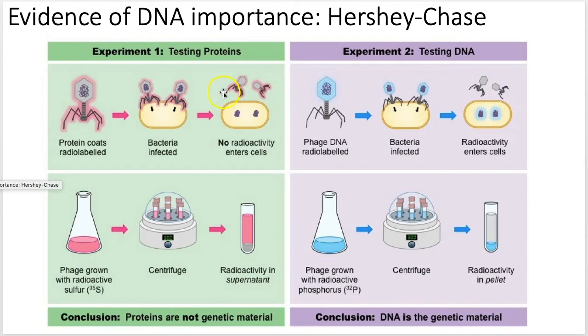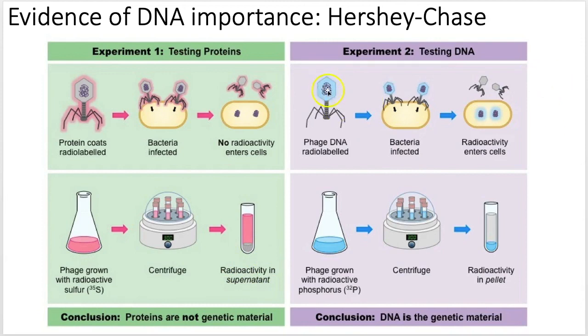And then they let it infect bacteria, and then they would grow the bacteria and then pellet it down. And so wherever that radiation is, well, we know that that's the genetic material, and the genetic material was not contained within the bacterial pellet. It was contained within the supernatant, which is where the phage was. Okay, so none of the protein was actually being transmitted to the bacteria.